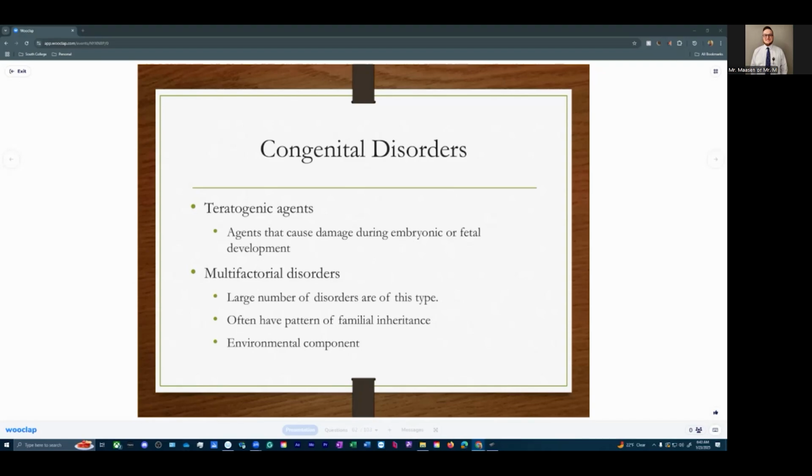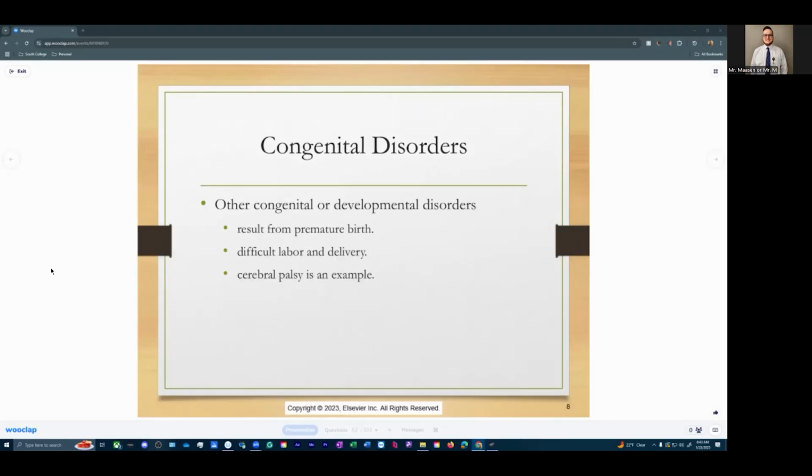So you can kind of leave these. One of the things the book highlights is Marfan syndrome. It's a skeletal deformity. The book highlights that on page 574. That would be a multifactorial disorder. So I think probably your take home from this slide is really that teratogenic agents are going to be things to avoid during pregnancy that have been known to cause fetal development issues, that sort of thing.